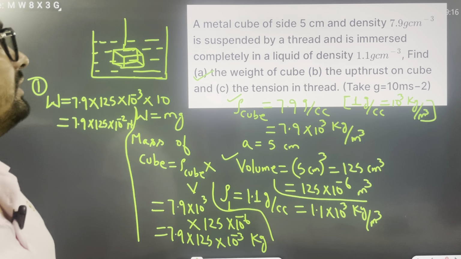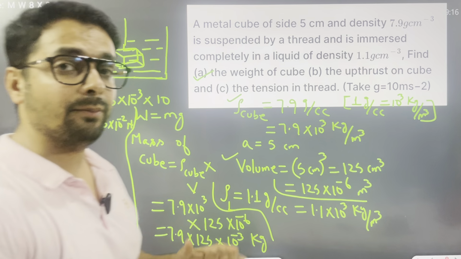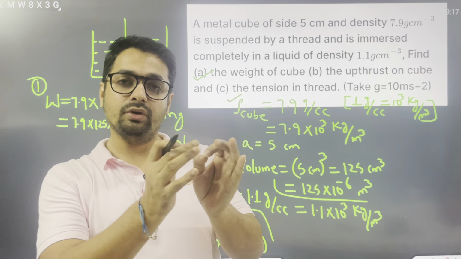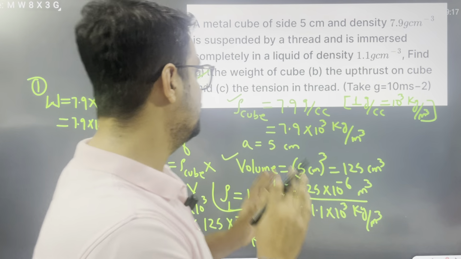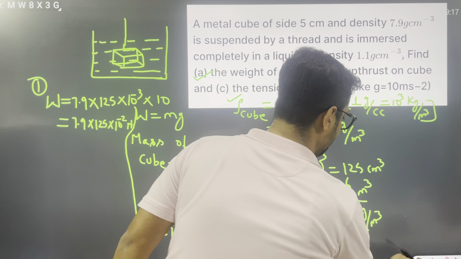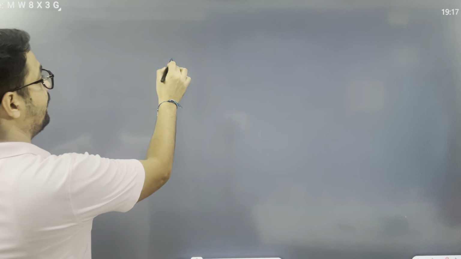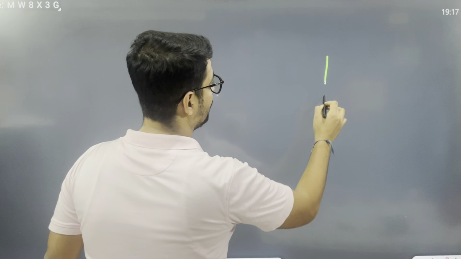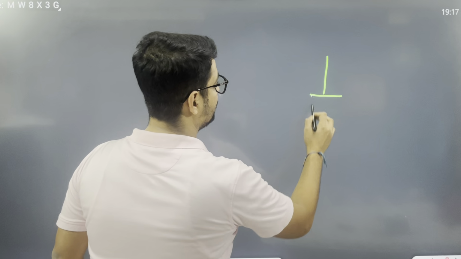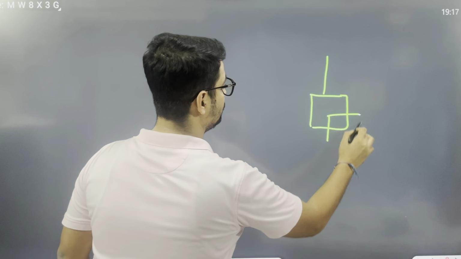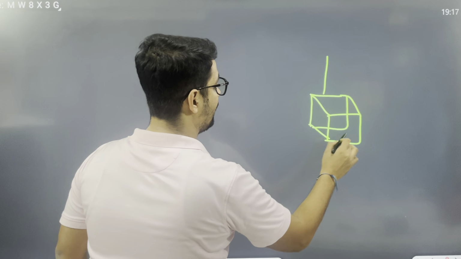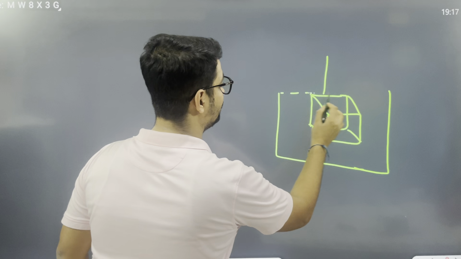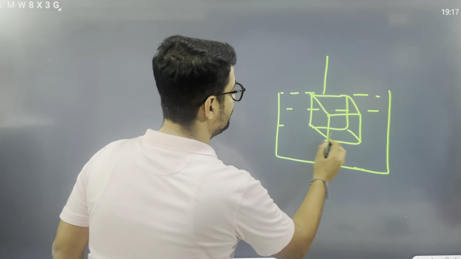What is the second question? The upthrust on the cube. So what is the upthrust? Buoyant force. What is the buoyant force? Volume immersed into density of the liquid into g. So here we will find the upthrust. So here I will draw the figure again. Here the cube, and here the liquid, it is completely immersed inside the liquid.